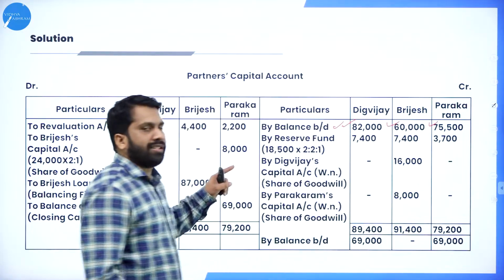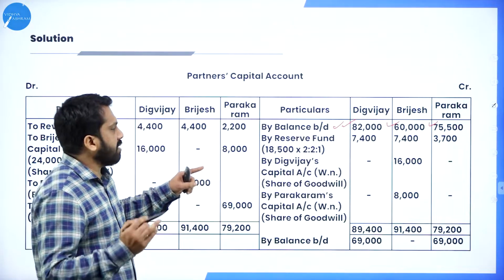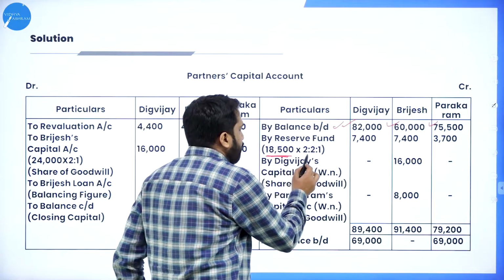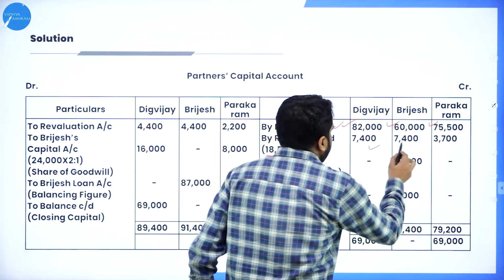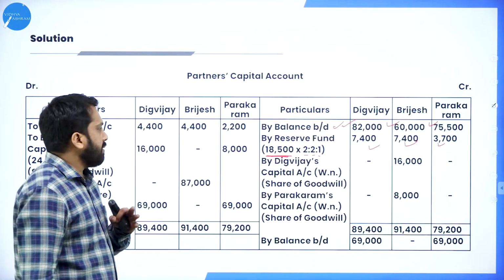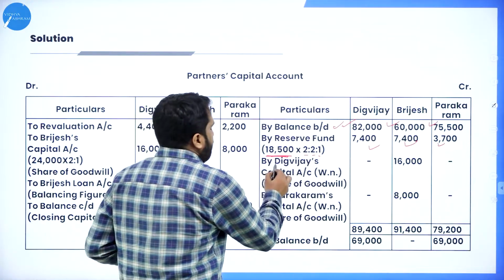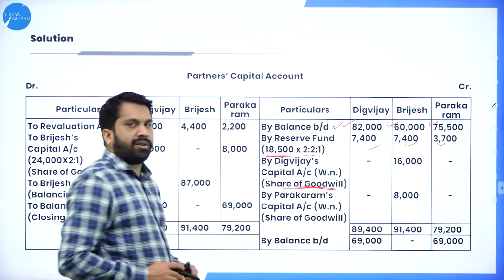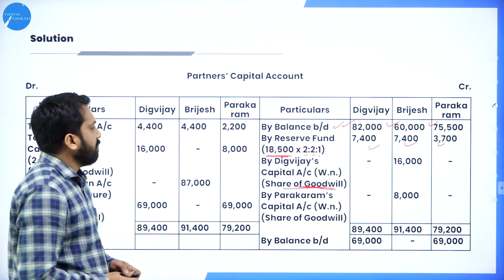Whatever is given in the question, we just copied and pasted. Then, the reserve fund we have is 18,500, divided 2:1. We divided it as 74 as well as 37. Next, Digvijay capital working note. It is like your goodwill. What is goodwill? I'll go back to your question.